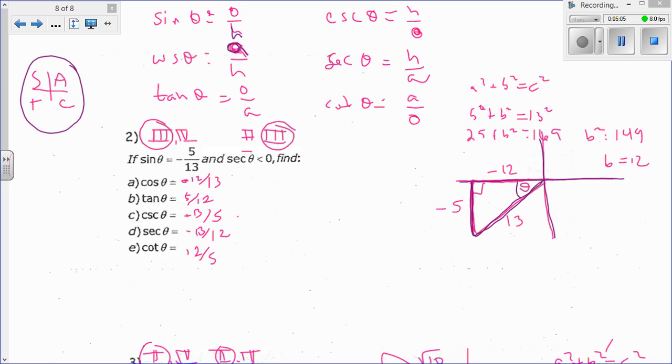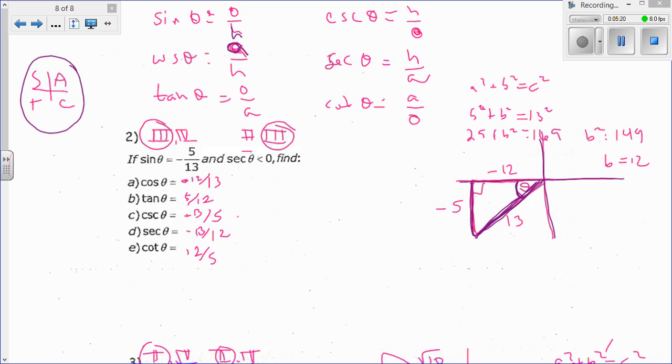Sine, so this is my angle here, sine is the opposite side over the hypotenuse. The hypotenuse is never negative. So if you have a negative value, it's always going to go on one of the legs. So I have opposite, which is -5, over hypotenuse, which is 13.